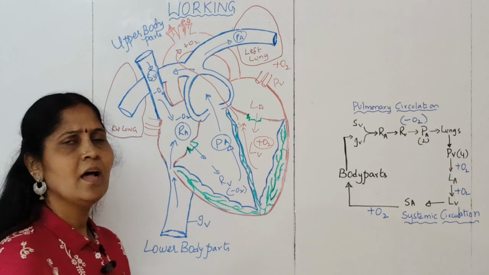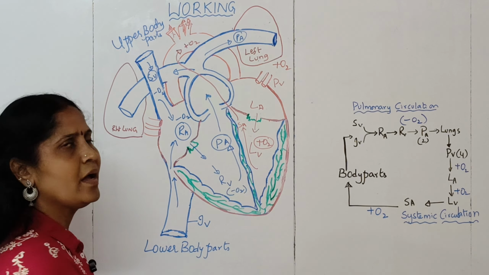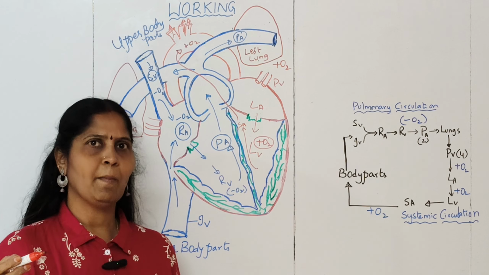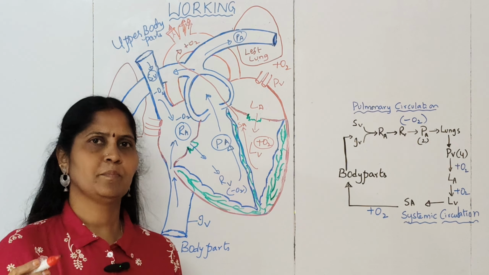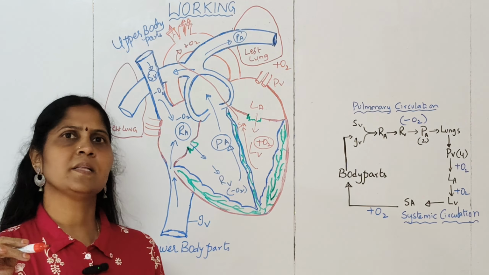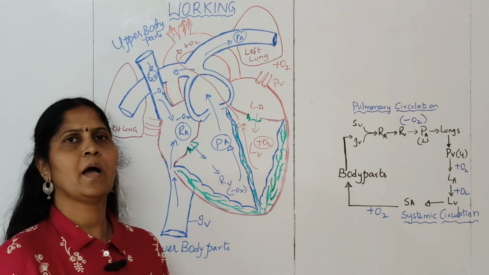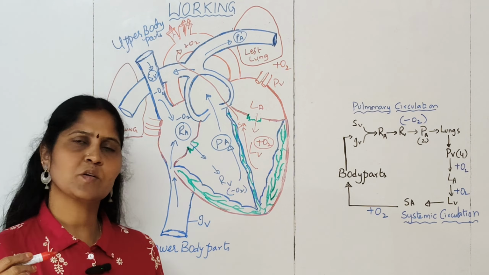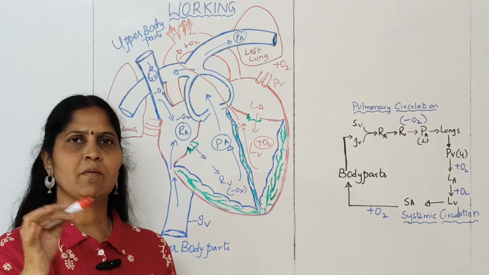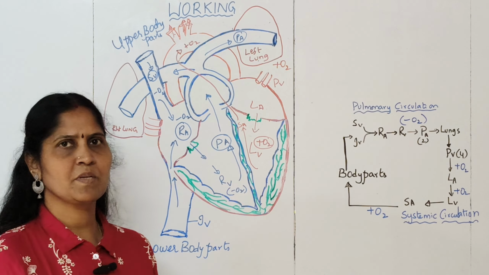So like this, the heart will function. The region wherein the blood is getting pumped to the lungs, that particular circulation is called the pulmonary circulation. Whereas the region wherein the blood is getting pumped into the systemic aorta and systemic arteries is called systemic circulation. So we have two types of circulations: one is pulmonary circulation, the other one is systemic circulation.